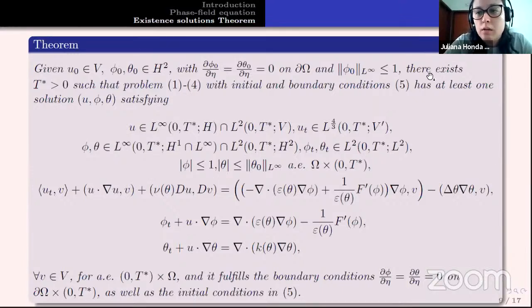So we show that there exists a small time, which we denote by capital T star, such that our problem with the initial and boundary conditions has at least one solution that satisfies this weak formulation and has this regularity here. So U belongs to L infinity H, L2 V, and phi and theta belong to L infinity H1, L2 H2.